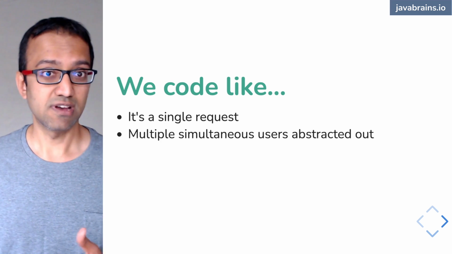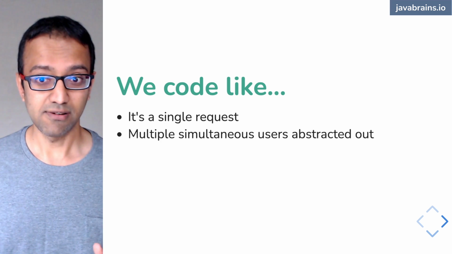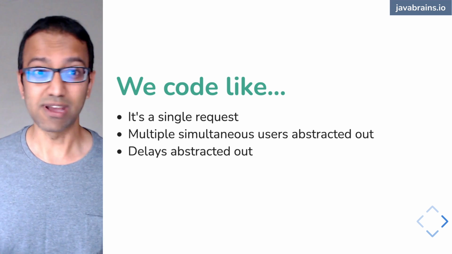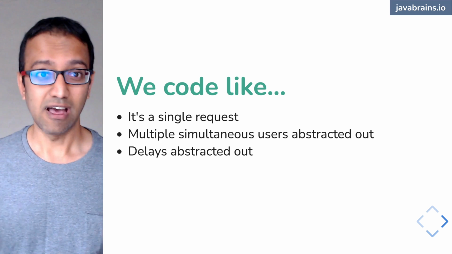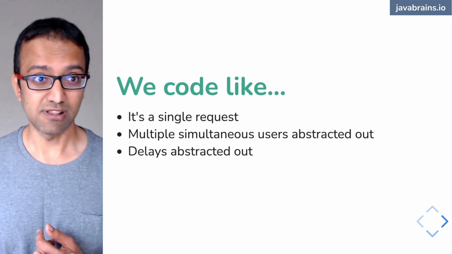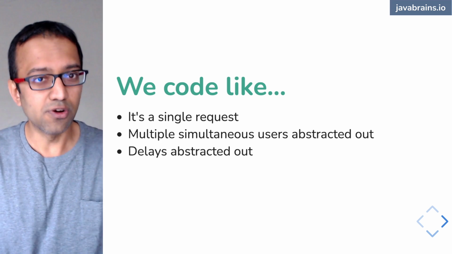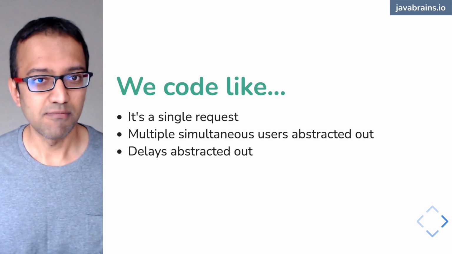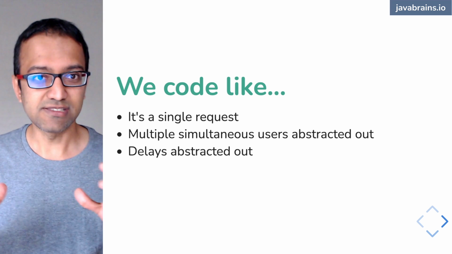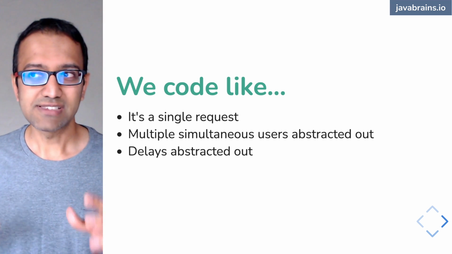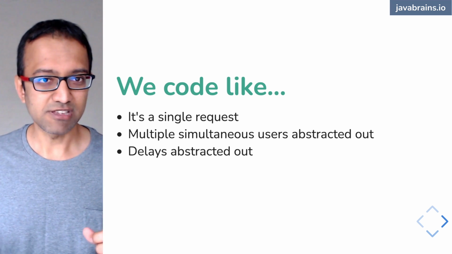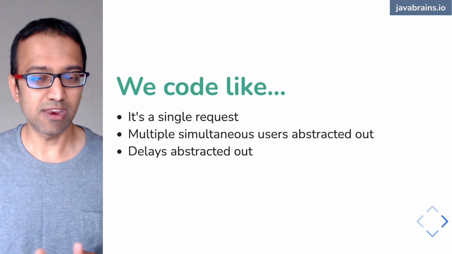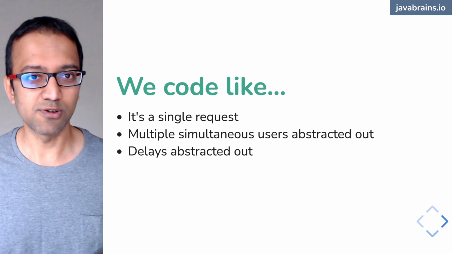Simultaneous users are abstracted out. Delays are abstracted out. It's like, okay, let it take however much time it takes. I'm not going to worry about it. I'm going to do things sequentially. And we can, in a way, afford to do this because we usually write stateless methods. A method doesn't have a lot of side effects beyond affecting the database. You don't change in-memory variables. You don't create a member variable in your controller and modify that.